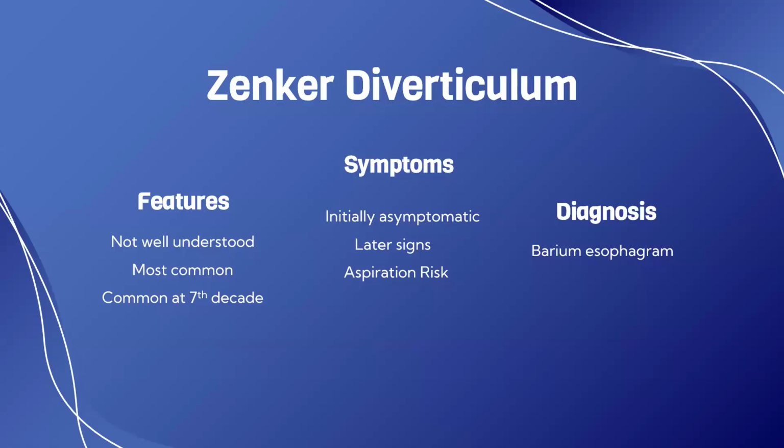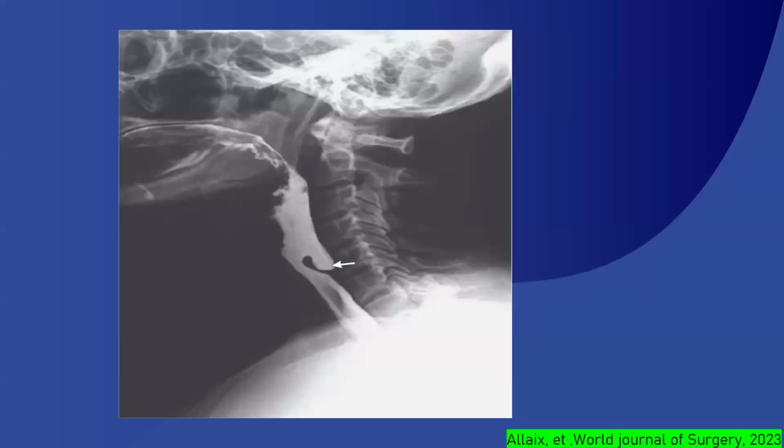Patients will initially be asymptomatic and they will complain of sticky sensation in the throat, halitosis, voice changes. If neglected, later signs in elderly patients can lead to aspiration. There is a limited role of endoscopy or manometry. Esophagram, as we can see over here, shows a Zenker's diverticulum.